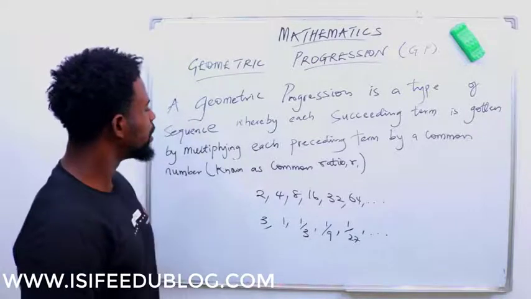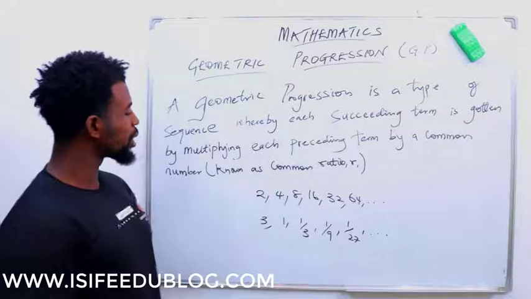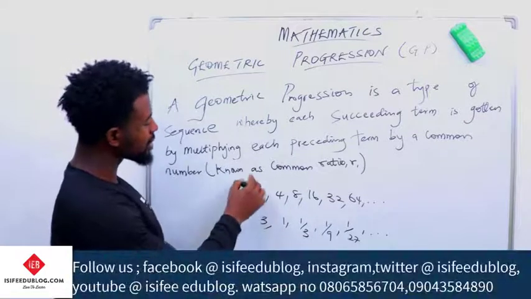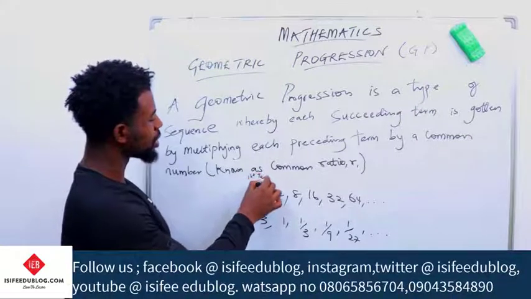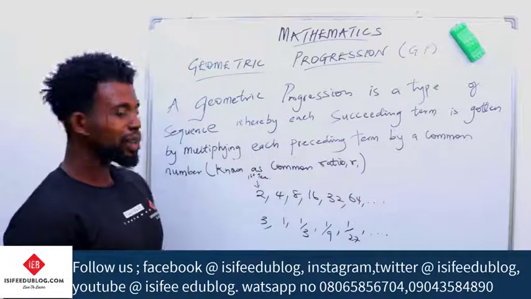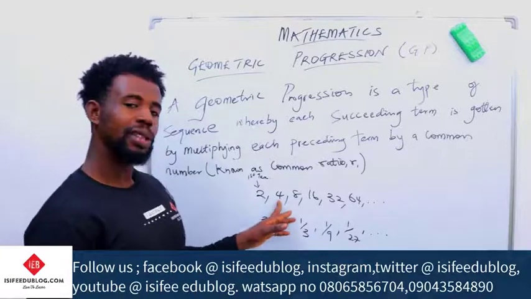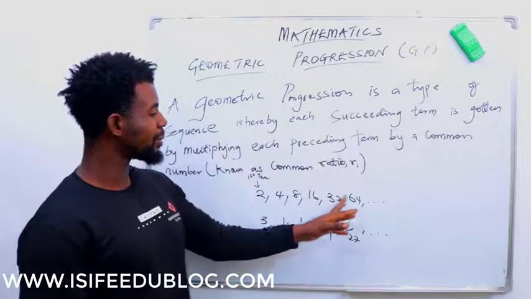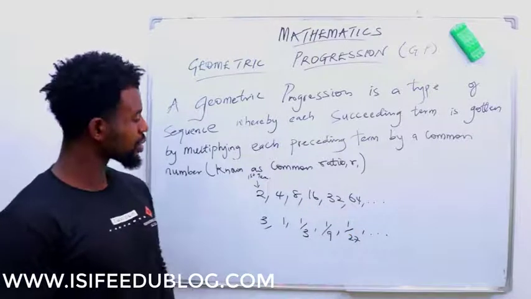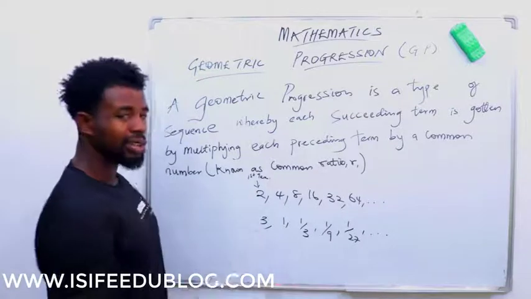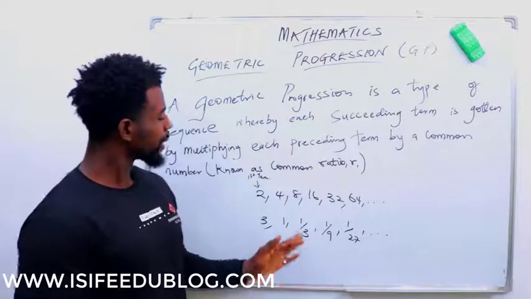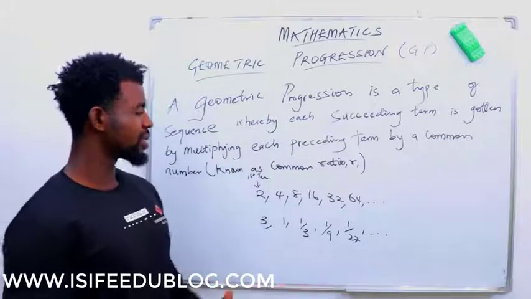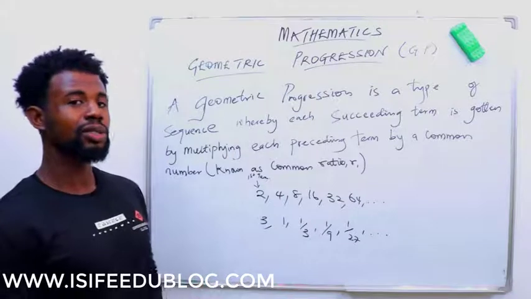Alright? Now, for every geometric progression, the first number, like for example for this, is the first term of this particular progression. So the first number is the first term, the second number is the second term, the third number is the third term, the fourth number is the fourth term, the fifth number is the fifth term, the sixth number is the sixth term, and so on and so forth. The same is applicable here. My first number is known as our first term, the second number as our second term, the third number as our third term, the fourth number as our fourth term, the fifth as our fifth term, the sixth as our sixth term, and so on and so forth.